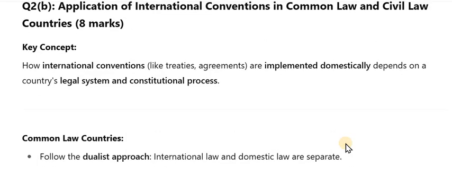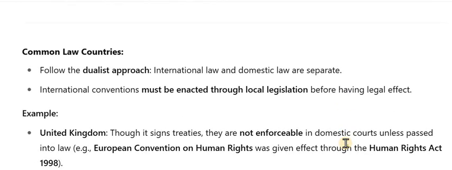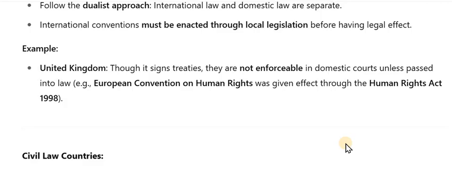Now coming to part 2 of the question, application of international convention in common law and civil law countries. Key concept: how international conventions, treaties and agreements are implemented domestically depends on the country's legal system and constitutional process. The common law countries follow the dualist approach. International law and domestic law are separate. International conventions must be enacted through local legislation before having a legal effect. Example, in the United Kingdom, though it signs treaties, they are not enforceable in domestic court unless passed into law.